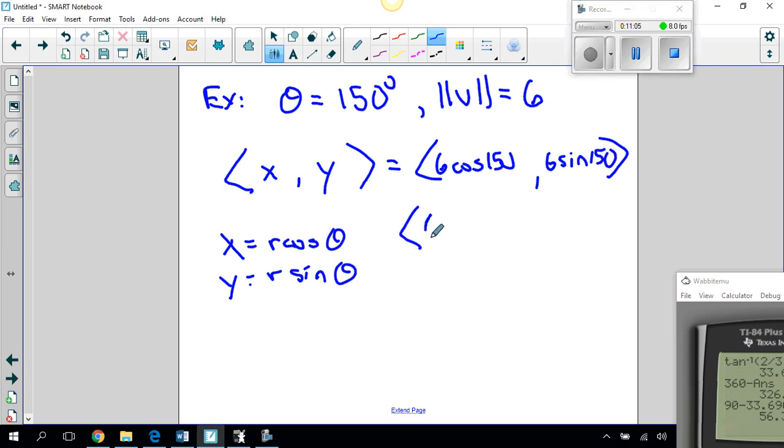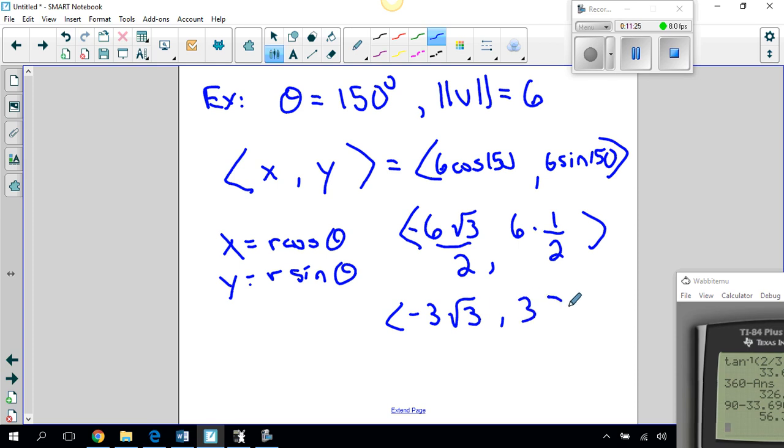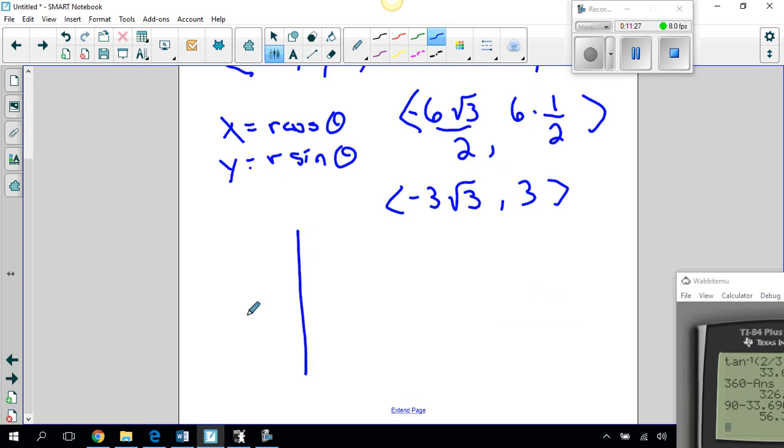Which is, if you're a master of the unit circle, cosine is negative in the second quadrant, and that'd be the square root of 3 over 2. And sine of 150 is positive, and that's like sine of 30. And then I get negative 3 radical 3 and 3, which, if you turn and burn your 150 degrees and measure 1, 2, 3, 4, 5, 6, this point is negative 3 root 3 and 3.